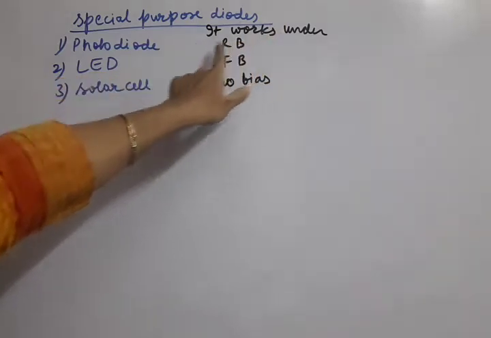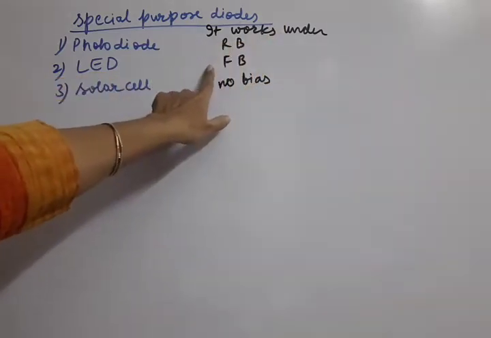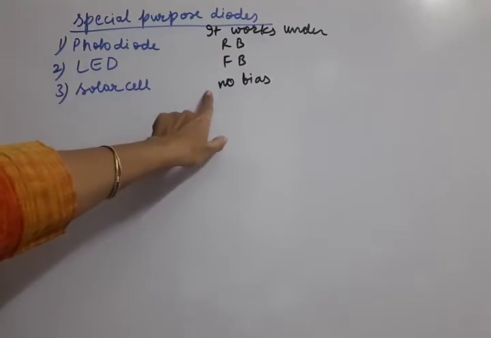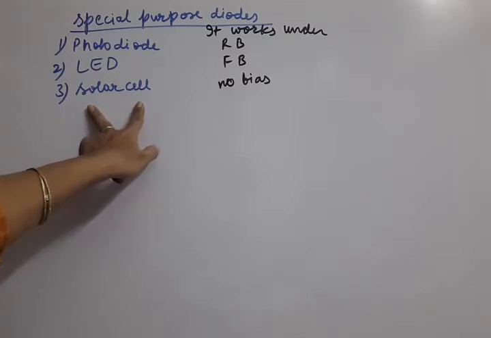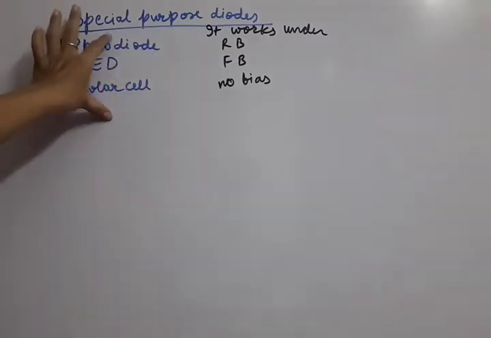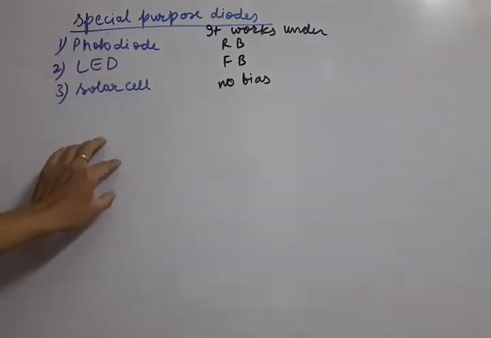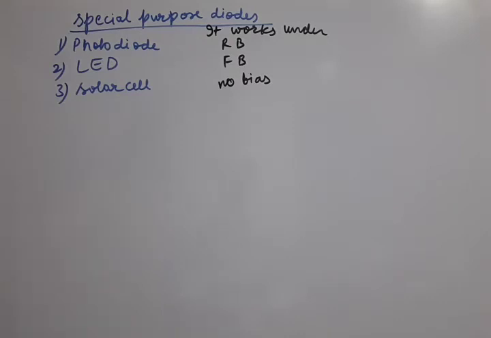Photodiode will work under reverse biasing, LED will work again under forward biasing, and for solar cell no biasing is required. It will just collect the voltage. Later we can use this cell to provide the current. So that way we have these special diodes. Let us start them in detail one by one.